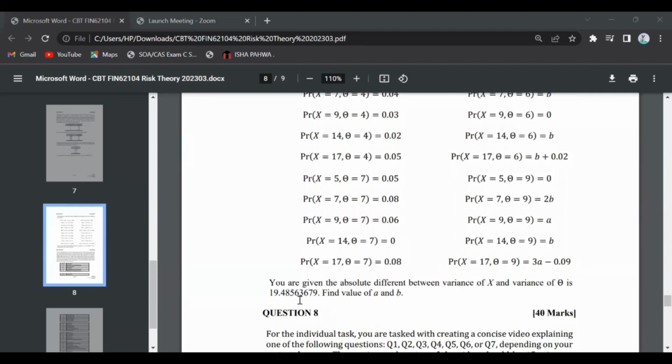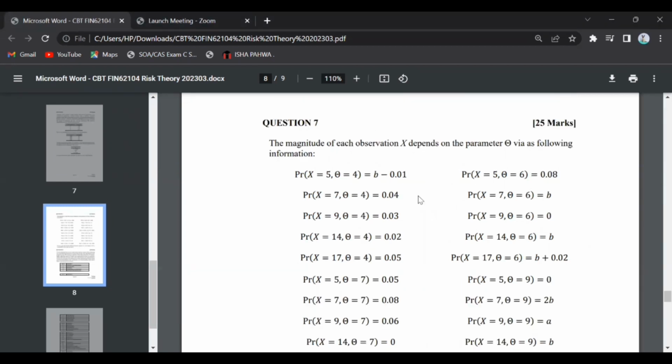The question gives us the information that the absolute difference between the variance of X and the variance of theta is 19.48563679. So the thing we need to do is find the values of A and B. Let's see how we will solve this question in Excel.